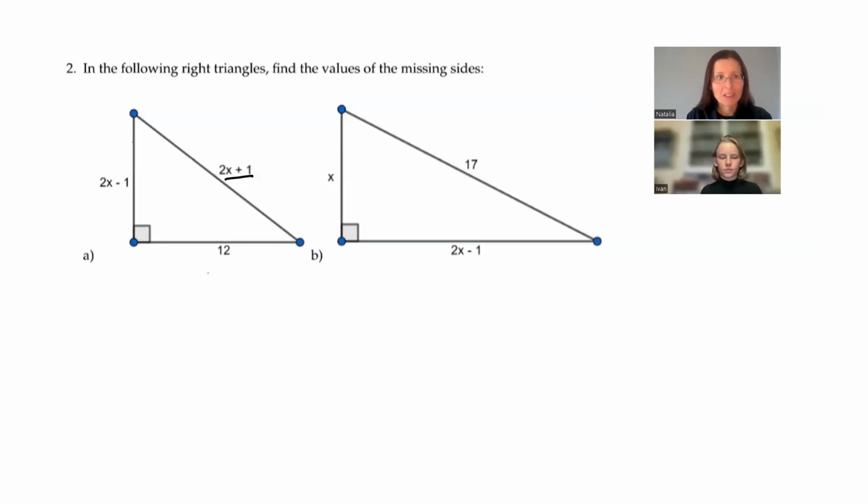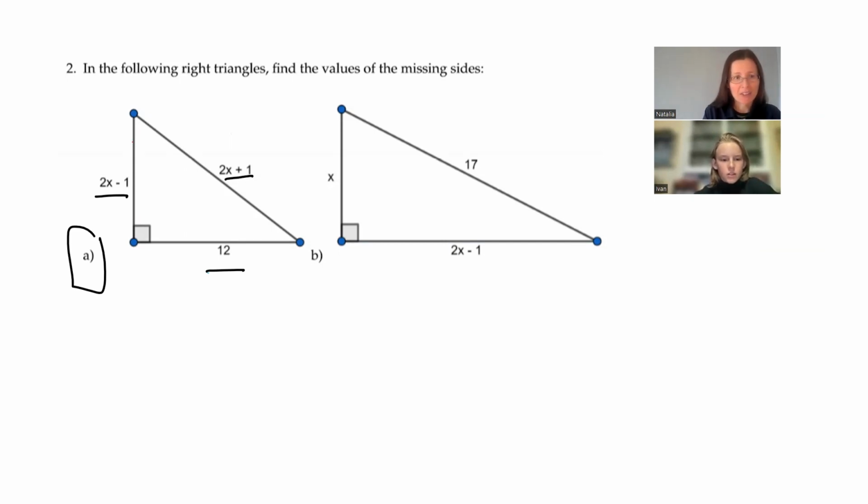Problem 2. In the following right triangles, find the values of the missing sides. Let's start with problem A. We have 2x minus 1, 2x plus 1, and 12. How should we approach it? I think we should square both legs to get the square of the hypotenuse by the Pythagorean theorem.